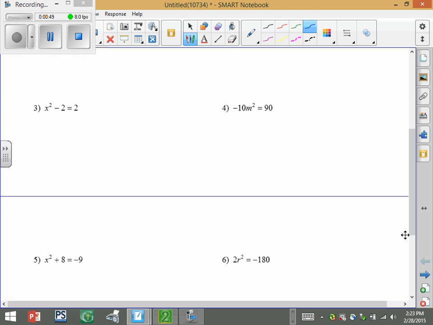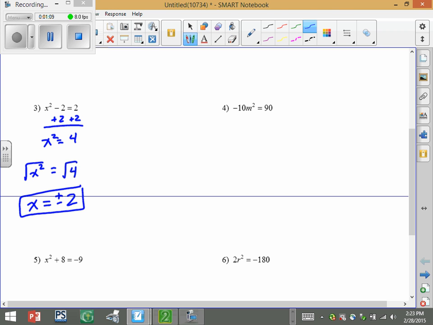All right, for number 3, there's one extra step we have to do. We have to isolate the squared part, so we need to add 2 to both sides. And we're left with x squared equals 4. Now we need to take the square root of both sides. Remember, when we take the square root of x squared, it turns into x. And when we take the square root of 4, we know that, but don't forget the plus or minus in front of the 2.